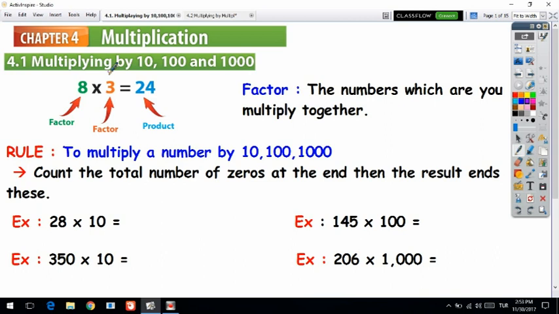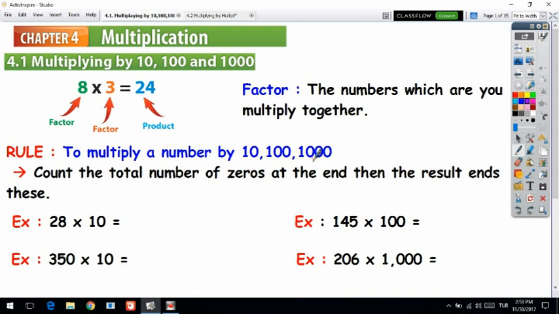Before I start, I want to remind you, when you multiply two numbers, you get a result, right? When you multiply two numbers, we call these numbers factors. The factors are what you multiply together to get another number, and that other number is the product. As you know, 8 times 3 is equal to 24. 24 is the product, so I mean the result, and 8 and 3 are the factors. Now we have a rule to multiply any digit number by 10, 100 or 1000.